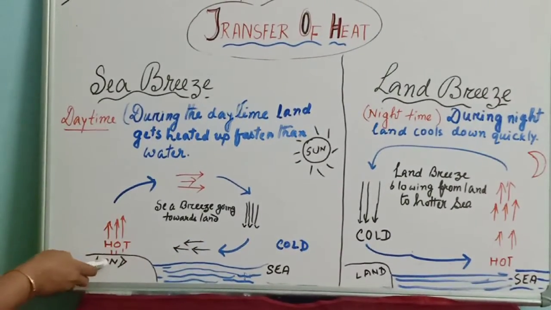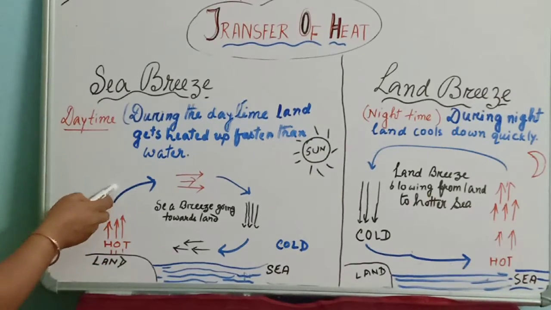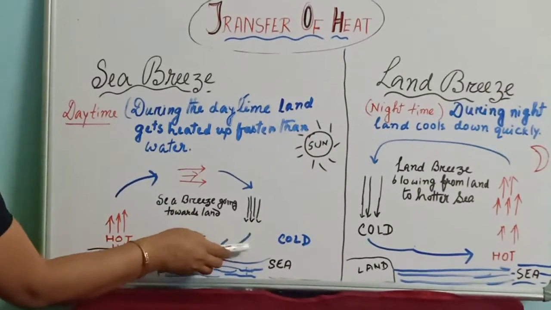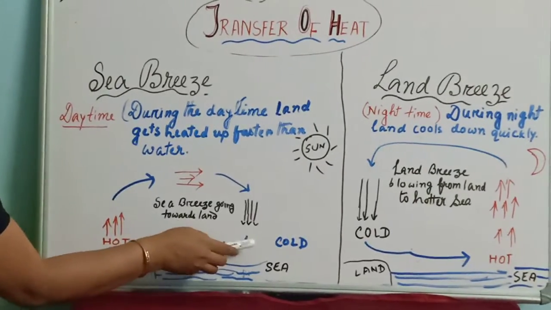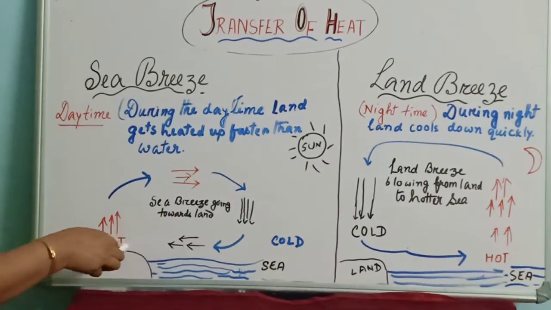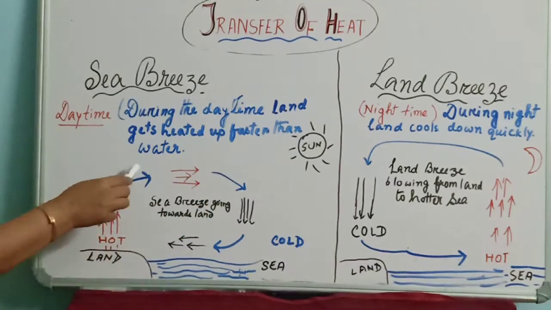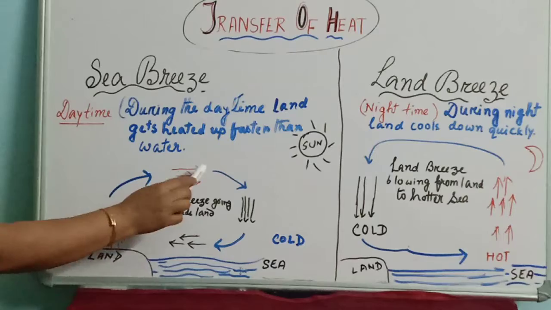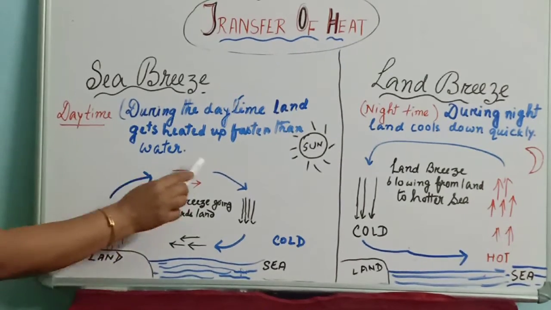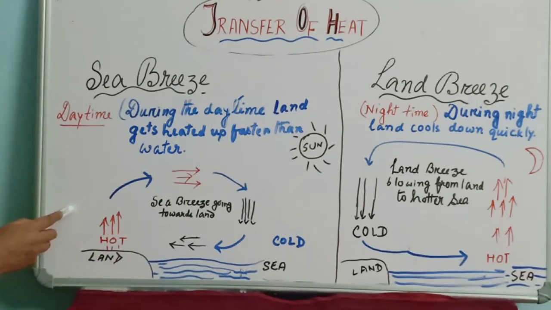Because the hot air rises up, it moves upward, and the cold air which was present above the sea level comes and takes the place. You can see there is a cyclic process. This is nothing but the convection current, and this convection current only results in the sea breeze. I hope you understood this sea breeze.